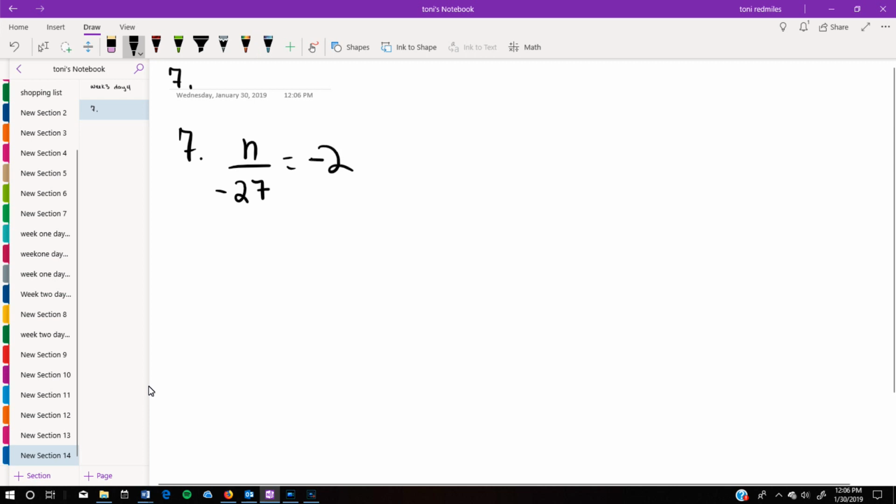All right, so the negative 27 is dividing the n, so I'm going to multiply it to both sides. It's going to give me my 1 here, leaving me just with an n. 2 negatives are going to give me a positive number, so I know it's going to be positive, and in this case, it's going to be 54 when I multiply them.